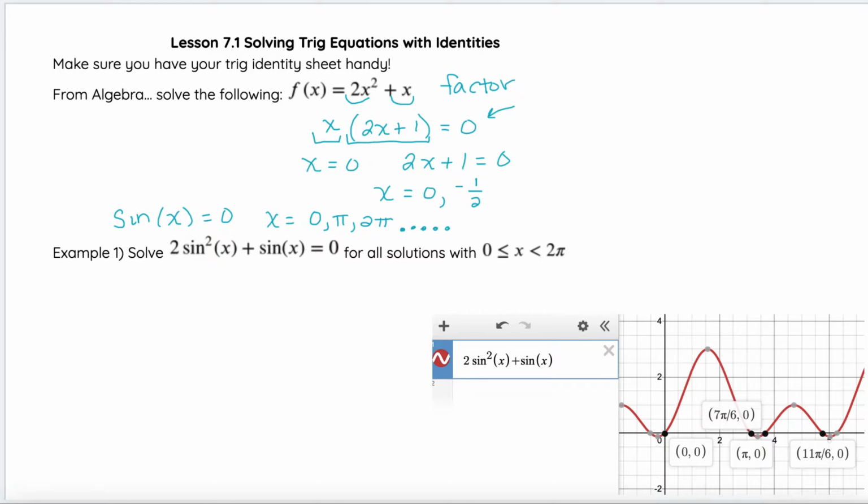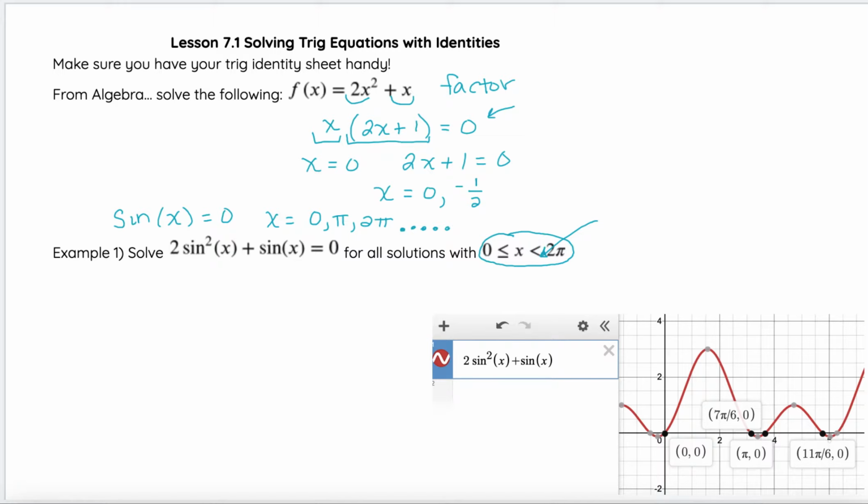I want to find all solutions between 0, equal to and less than 2 pi. Notice that 2 pi does not have a less than or equal to sign with it. It is just less than 2 pi. So be careful with what signs we're using here.